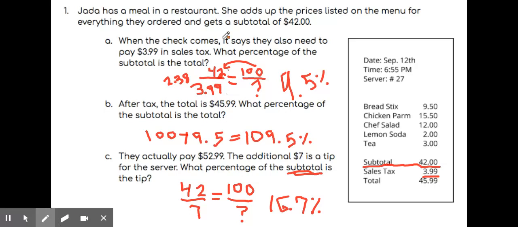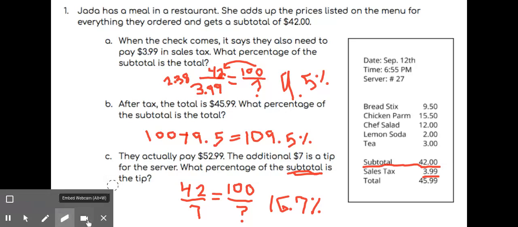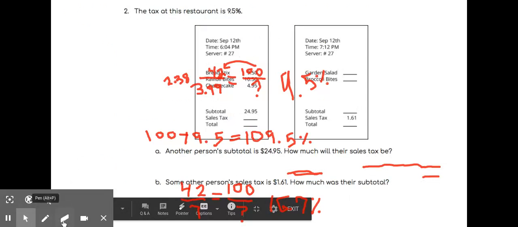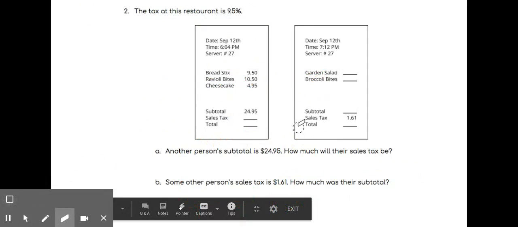Okay, so it's key. If you notice, in all of these situations, that proportion helps you set it up. The key is knowing, what is my 100%? What did I start out with? In talking in terms of that problem, and what am I trying to find? Okay, so let's go ahead and move on to the second problem here.